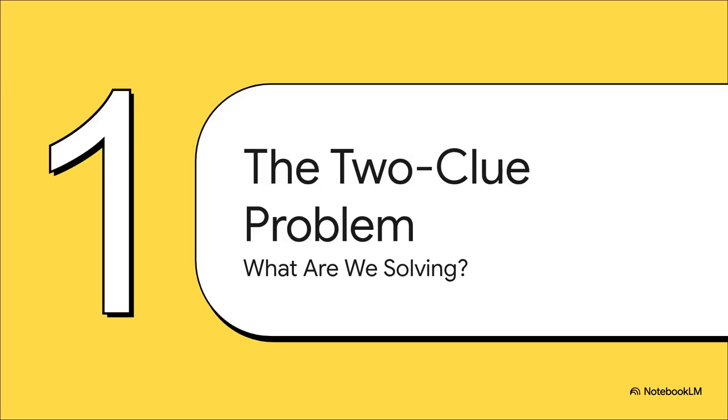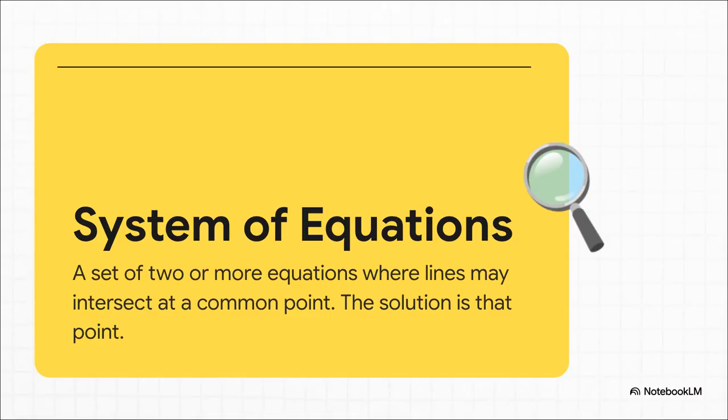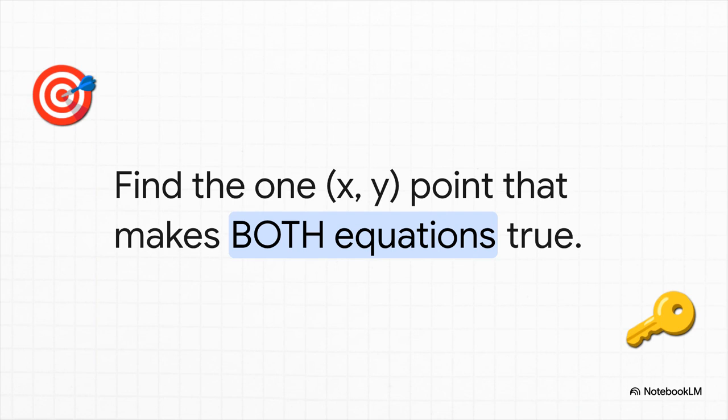So yeah, we're calling this the two-clue problem because that's really what it boils down to. You're given a puzzle in two parts, and it's our job to find the one solution that brings the whole thing together. Now, in the math world, this kind of puzzle has a formal name, a system of equations. It sounds kind of fancy, but it just means you have a set of two or more equations that are related. And if you were to graph these equations as lines, the solution is just that one single point where they cross.